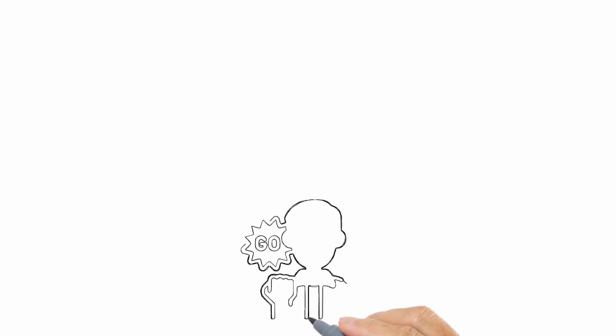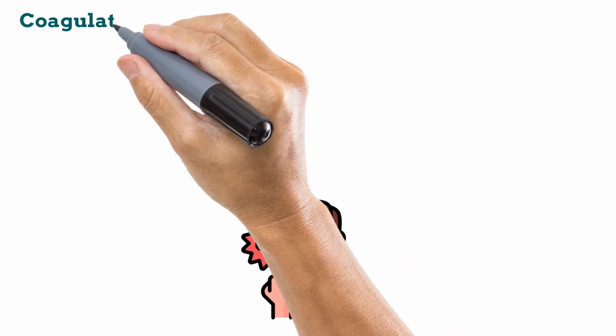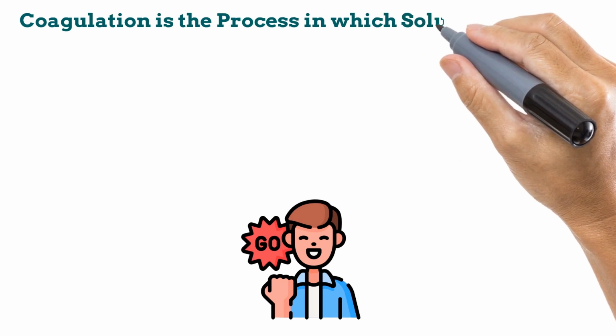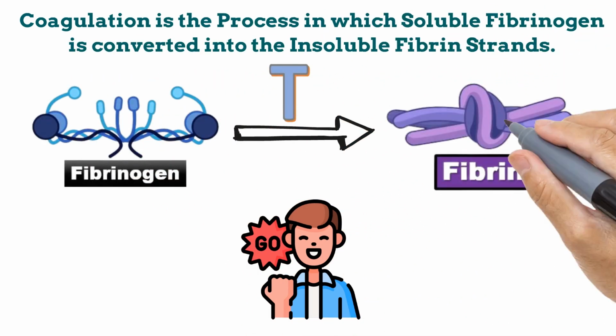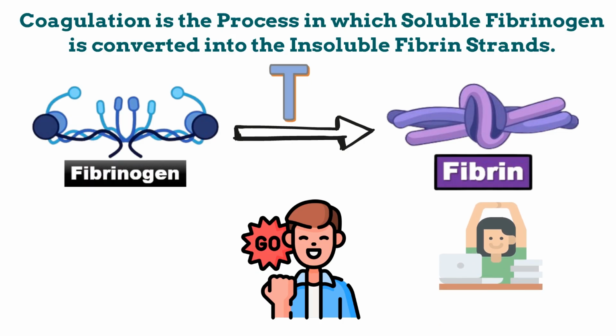So, let's define it properly. Coagulation is the process in which soluble fibrinogen is converted into insoluble fibrin strands. That's it. That's the coagulation.